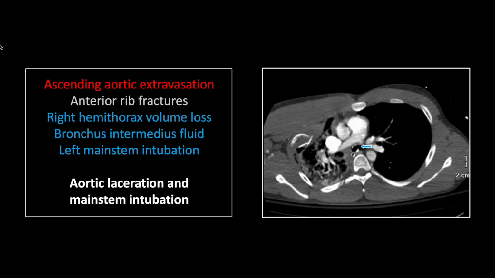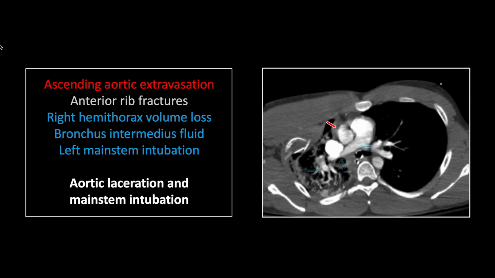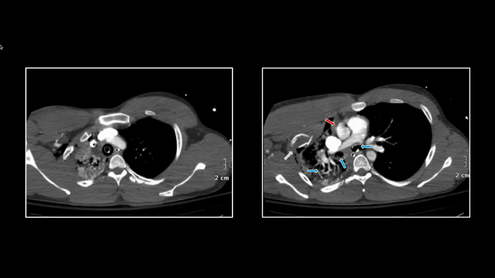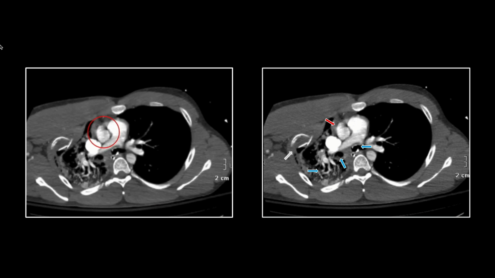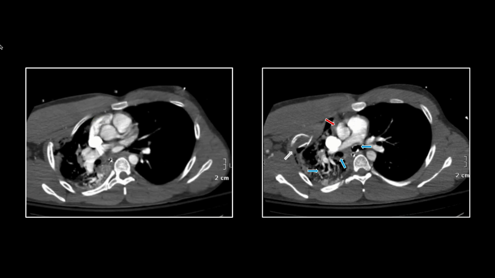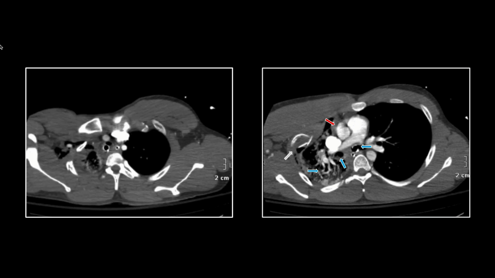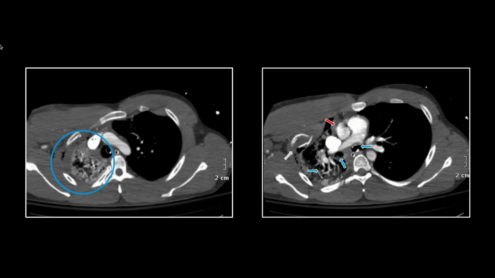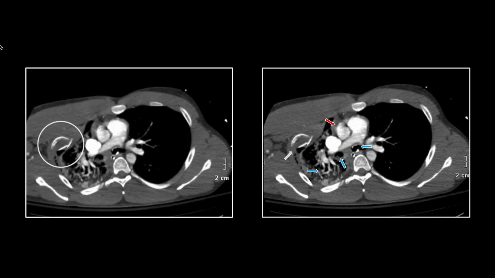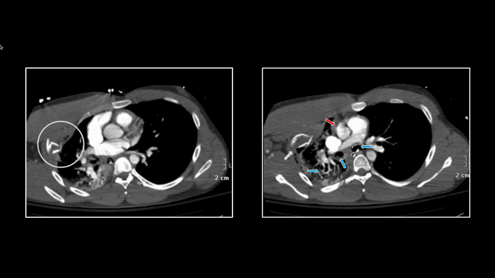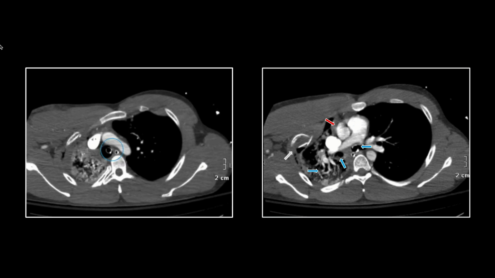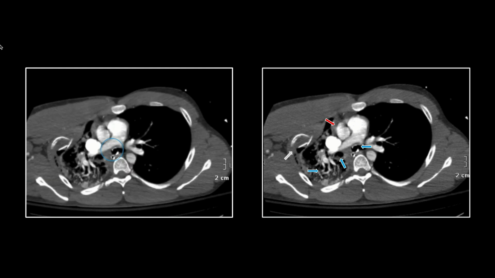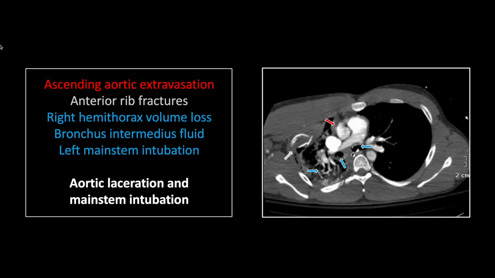Again, in this setting, this was done intentionally. There again is that aortic laceration, the most important finding here. So here we see the aortic laceration, but then we'll also focus on the rib fractures, the consolidation of the right upper lung, and then lastly, let's follow that endotracheal tube to its tip lying in the left mainstem bronchus. All right, so that is a left mainstem intubation.